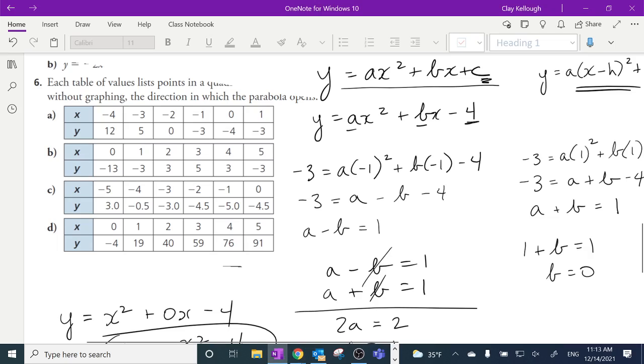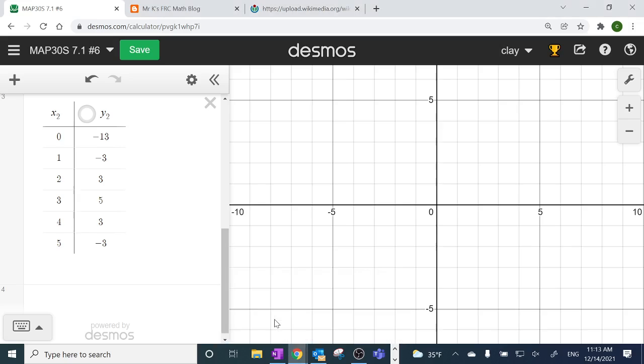So the second one is this data here. X is 0, 1, 2, 3, 4, 5, and Y is negative 13, negative 3, 3, 5, 3, negative 3. So once again, I'll pause the video. If you're a Desmos user, type another list with X and Y.